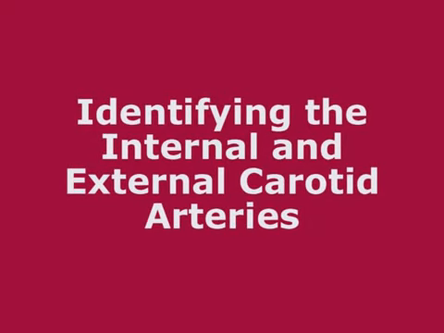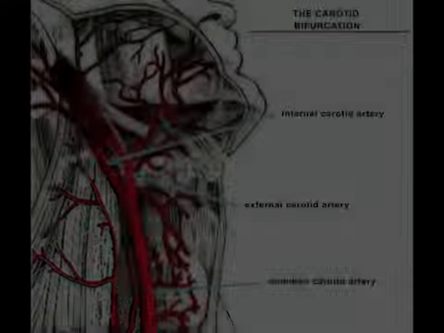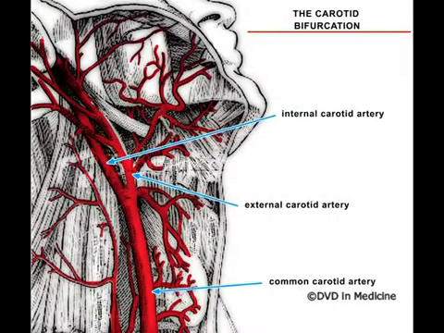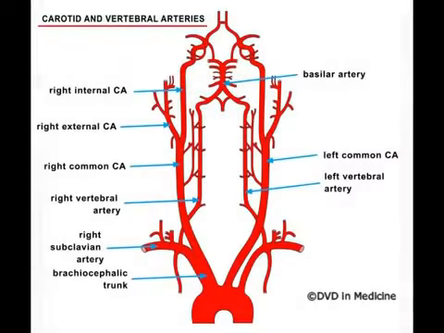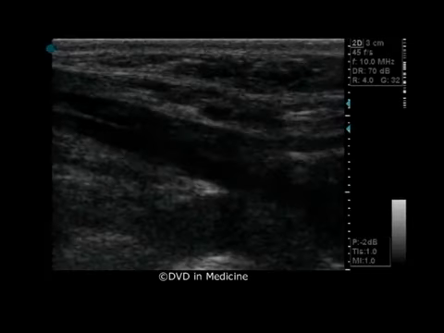Identifying the internal and external carotid arteries. For beginners, it may be difficult to identify the internal and external carotid arteries. So let's talk about some useful tips which could help make identification of these arteries a bit easier. The common carotid artery on the right rises from the innominate artery behind the right sternoclavicular joint, where its origin can usually be seen on ultrasound.